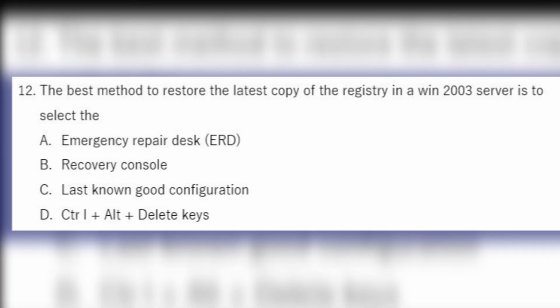Question number 12. The best method to restore the latest copy of the registry in Windows Server 2003 is to select the A. Emergency repair disk or ERD. B. Recovery console. C. Last known good configuration. D. Ctrl Alt Delete keys. The correct answer for this question is choice C. Last known good configuration.